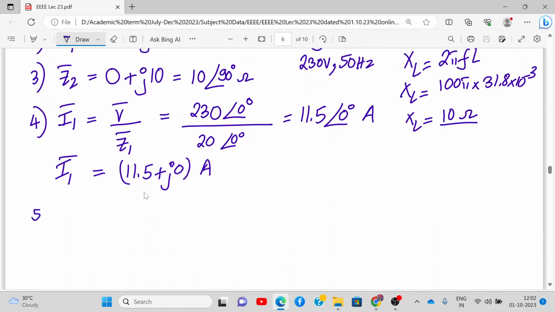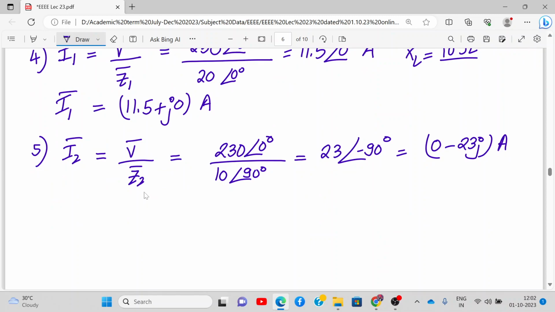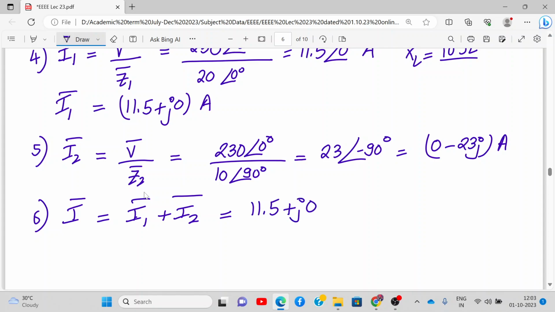Next thing is we'll calculate I2 bar, which will be V bar upon Z2 bar. V bar is 230 angle 0 and Z2 is 10 angle 90 degree. So this will be simply 23 angle minus 90 degree. Convert this into rectangular form. It will be 0 minus 23J amperes. Why I'm converting into rectangular, I will let you know now. So I bar will be the resultant sum of I1 plus I2. Now you can add two phasors in rectangular form only. So I1 is 11.5 plus J0 and I2 is 0 minus 23J. So add them together. What do we get? 11.5 minus 23J. Yes or no?